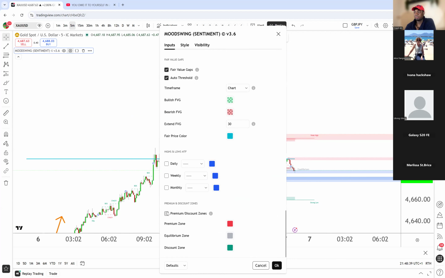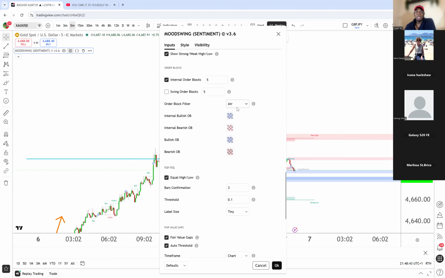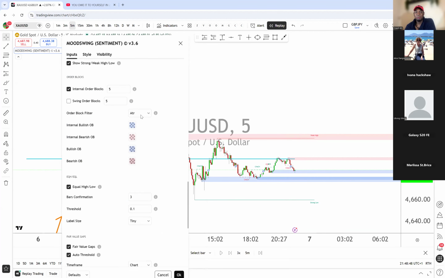Right? I'm going to switch it off. Anyways, so all in all, that is it. I mean, you could actually change the color of your order blocks here as well. So you see internal order block bullish. You could change that from being blue to being green if you want, right?